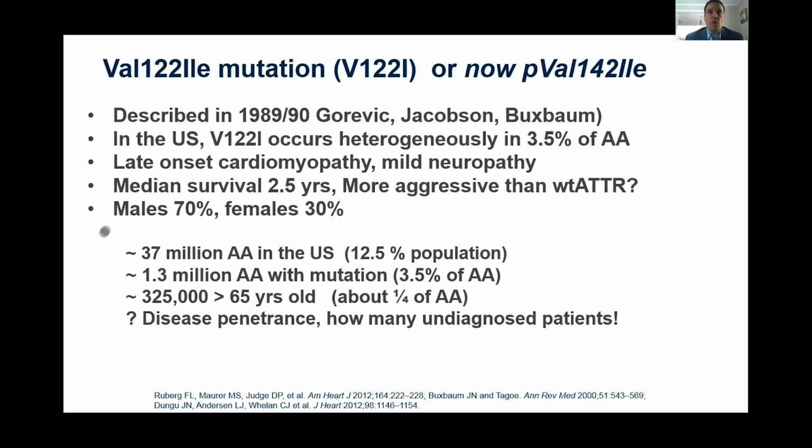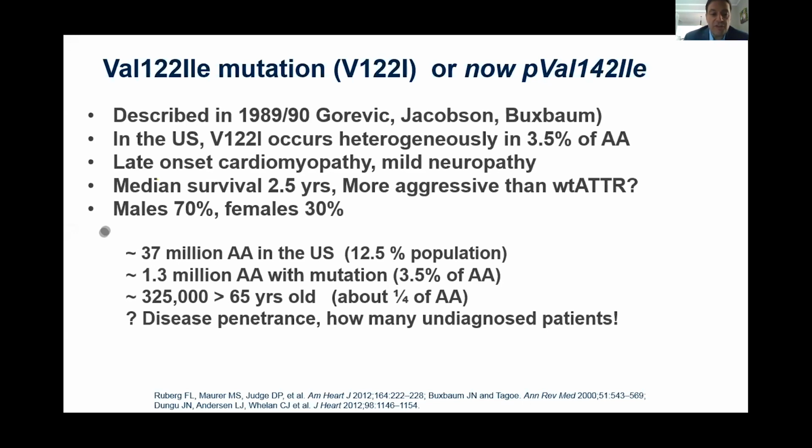Part of that may be when we're diagnosing these patients. There's a question of whether it's more aggressive than wild type. The male to female ratio is 70-30, so less male predominant than wild type amyloid, but it's still more male predominant. Now, if you look at the African American population, 37 million in the United States, and 3.5% of that is 1.3 million. And I just made this up.